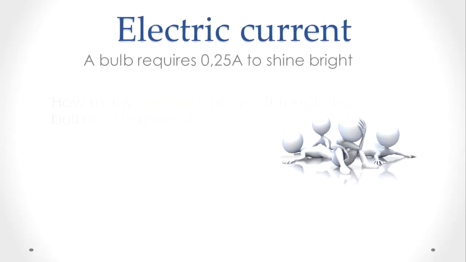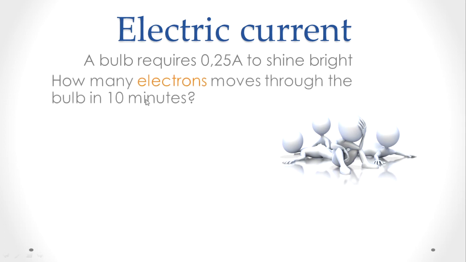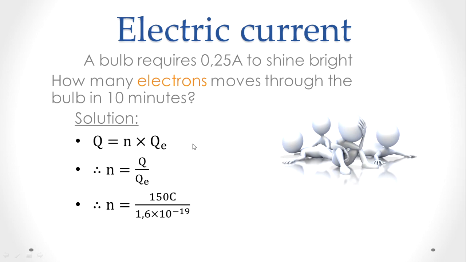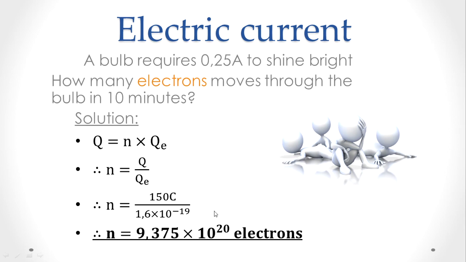Pretty simple. Then you can also expand on that by asking how many electrons move through the bulb in 10 minutes. So the previous question was based on how much charge. Now it's asking how many electrons. So using this formula over here, which we also use in electrostatics, this is the charge of an electron, and this is the number of electrons. That's what we want to work out. That's the unknown. So we substitute our values in, and we get our answer. Many electrons required for a small amount of current, 0.25 amps, but bearing in mind that it is for 10 minutes.